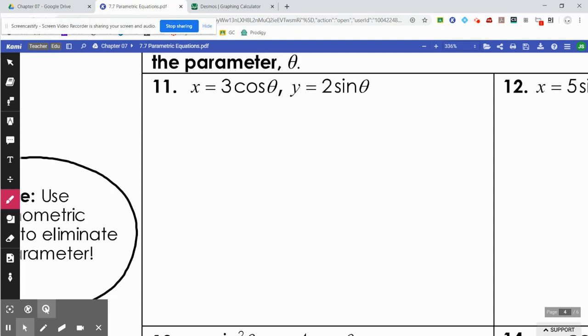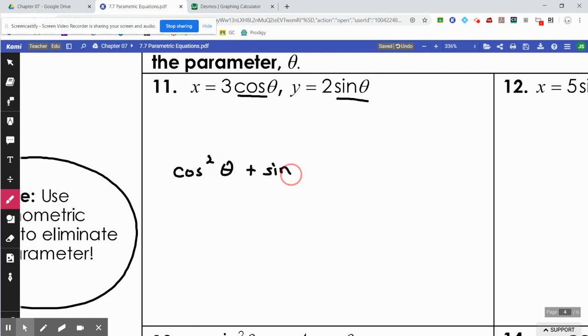Now, here's what's going to be tricky. You do have to use a trigonometric identity. We need to find some sort of relationship between cosines and sines. Now, it's an obvious one. We know that cosine squared of an angle plus sine squared of the same angle is always equal to 1.